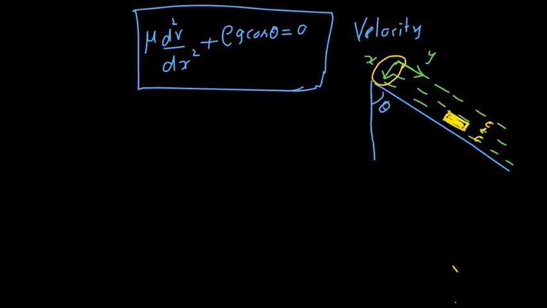So before we go to the first step of solving the governing differential equation, there is one more thing that we have to complete. That is, we have to define the boundary conditions. So what are the boundary conditions? The first boundary condition is the value of velocity at this particular point. You know what is the value of velocity at this particular point? It is 0.